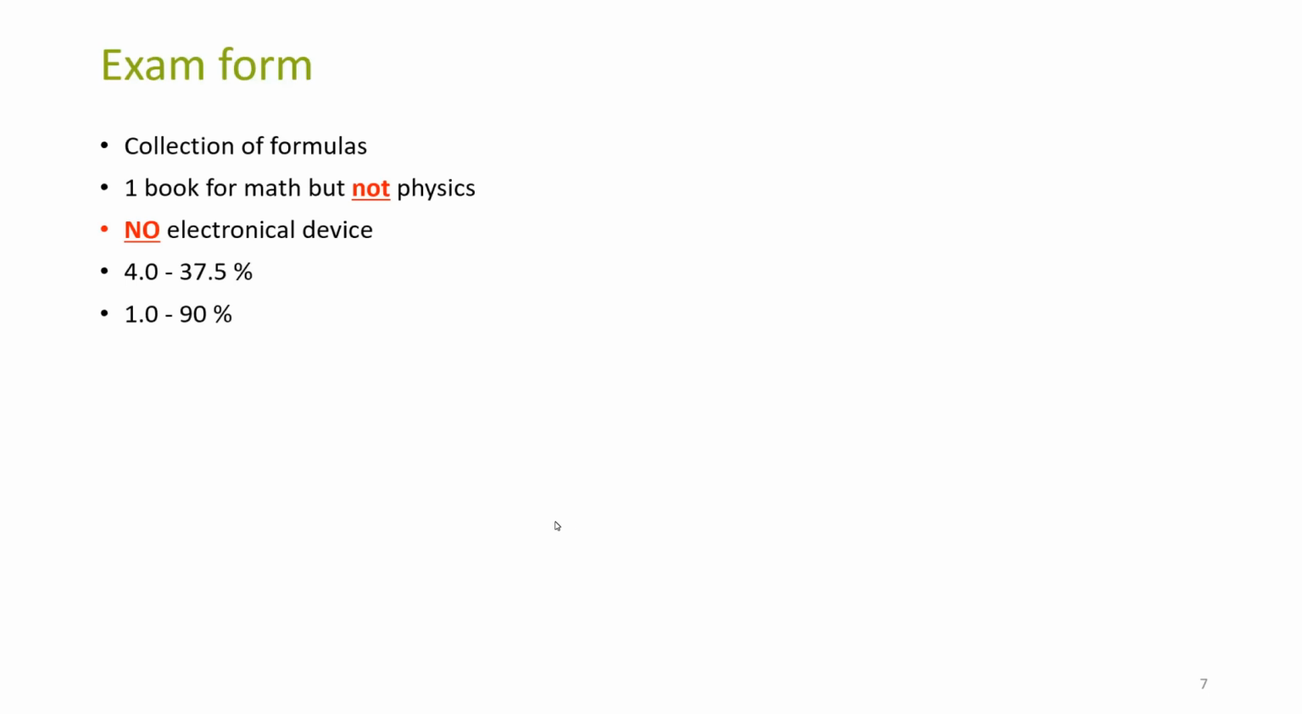Okay, so for the exam, there is a collection of formulas at the end of the exam, and you do not need an additional collection of formulas, and you're not allowed to do that. But you're allowed to take one book for math with you, but not for physics, and you're not allowed to use any electronic device. Okay, to get the best mark, you need 90% of the total points, and to pass, you need 37.5%.